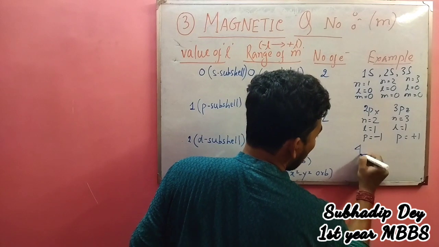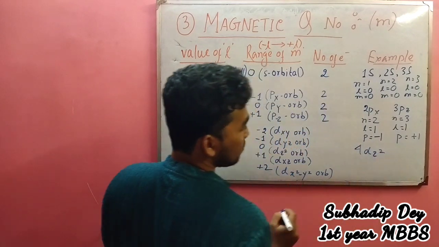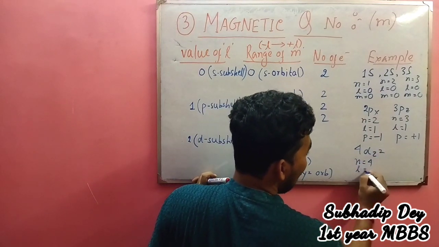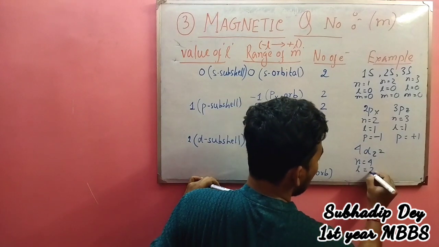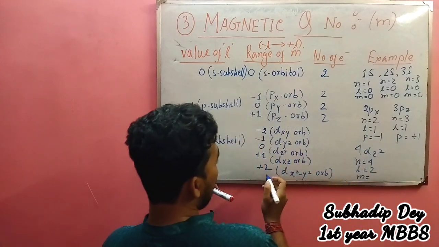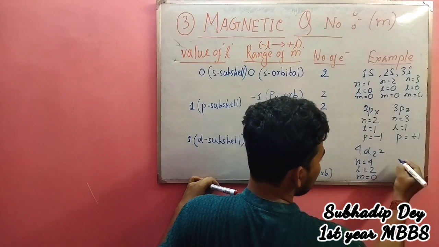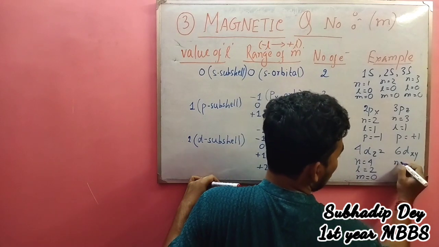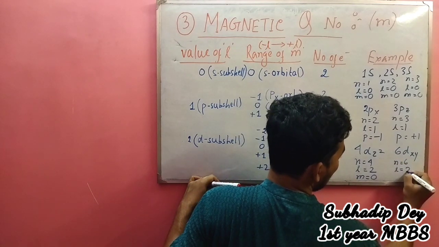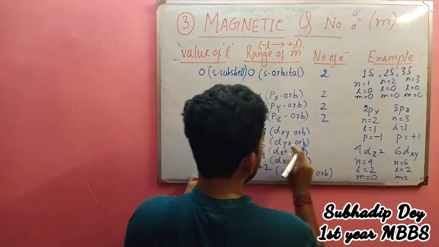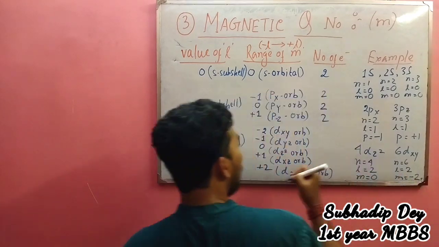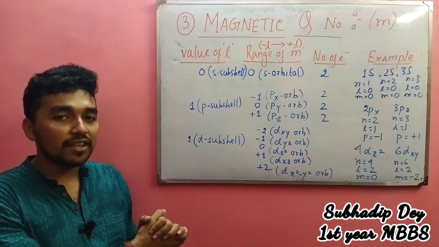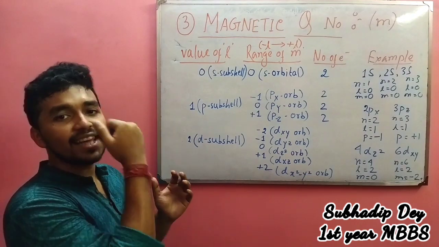Now let us take an example. Let us take 4dz square. Now here the value of n is 4, value of l is d मतलब 2, and value of m is z square मतलब 0. Let us take 6dxy. So n equal to 6, l equal to 2 and m is for xy it is minus 2. तो हो गया हमारा ऑर्बिटल का कॉन्सेप्ट क्लियर. अच्छी तरीके से इस चार्ट को समझ लो और ऑर्बिटल्स का कॉन्सेप्ट क्लियर हो जाएगा.